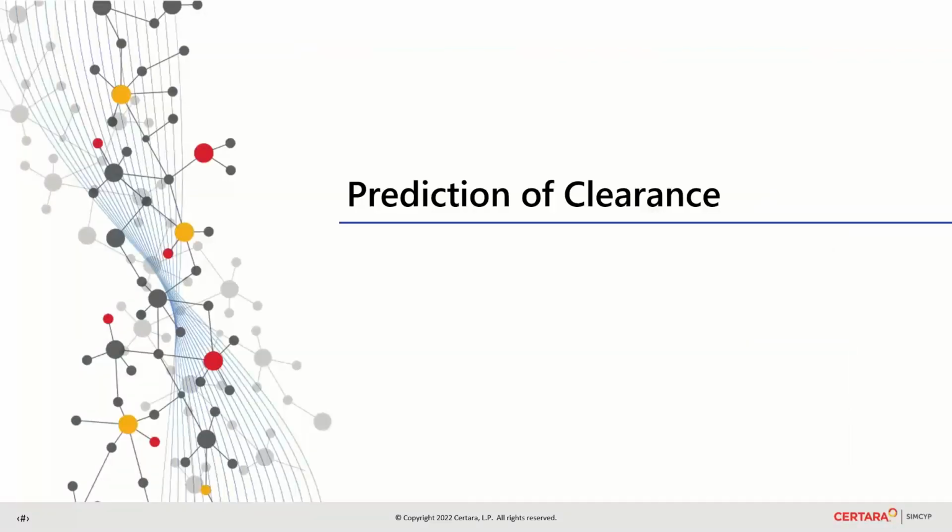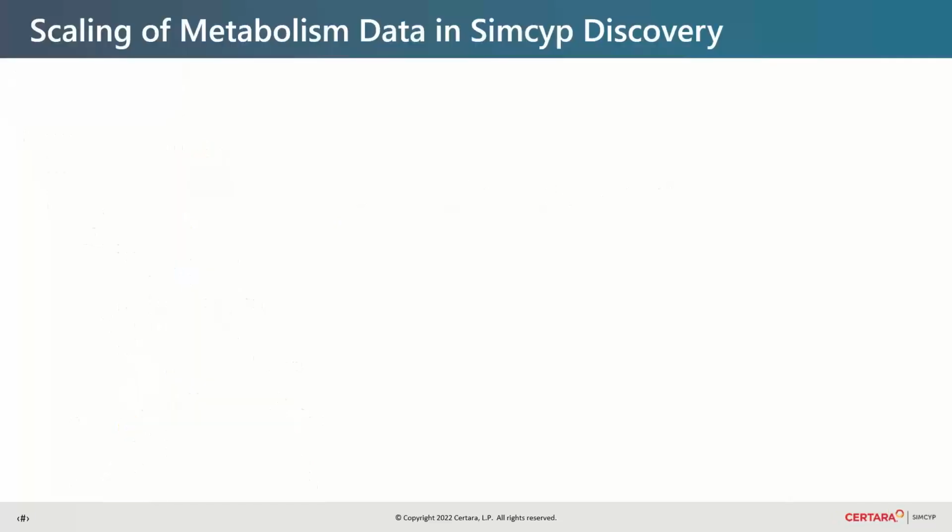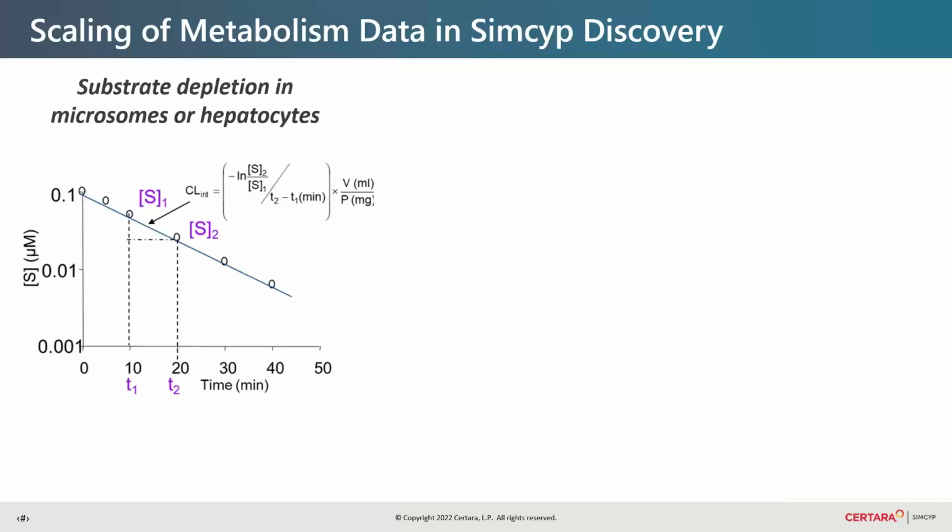Okay, so briefly to talk about prediction of clearance. The approach that we've adopted within Simcyp, and also using discovery, is based on in vitro, in vivo extrapolation. Typically, this would be based on data in microsomes or hepatocytes from the species that you're interested in. So you look at the metabolism in terms of either parent depletion over time, as shown here, or formation of metabolites. Both of those can be incorporated into simulations.